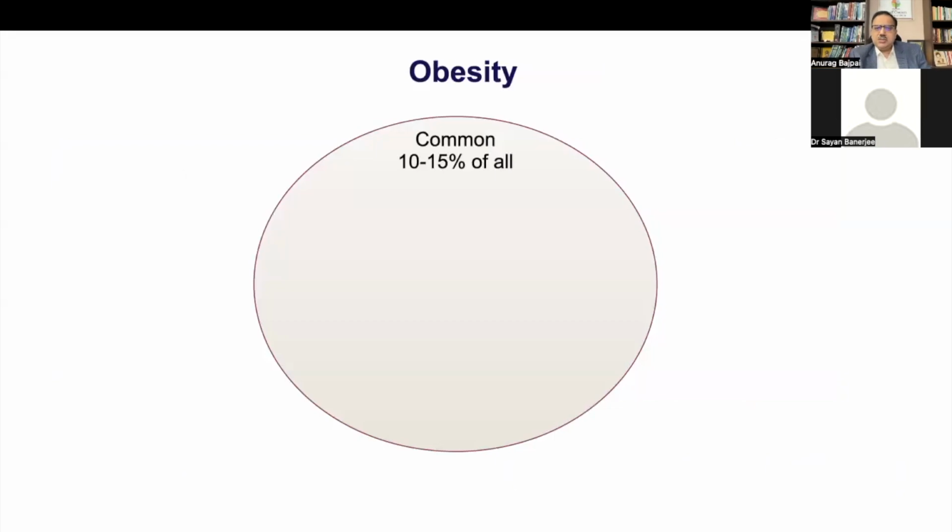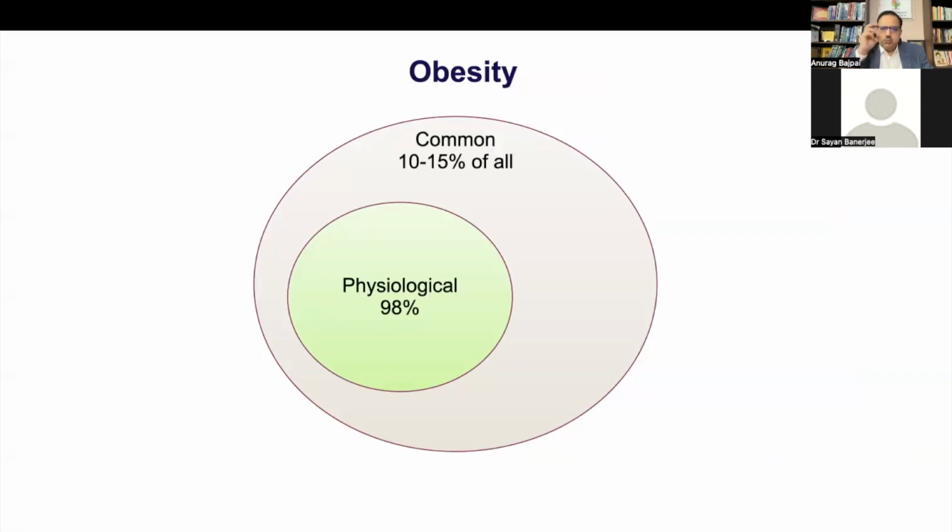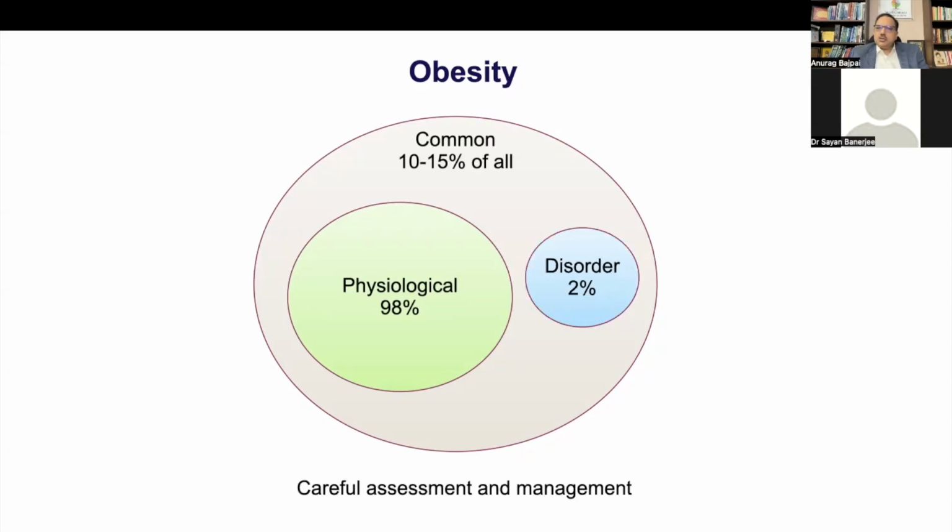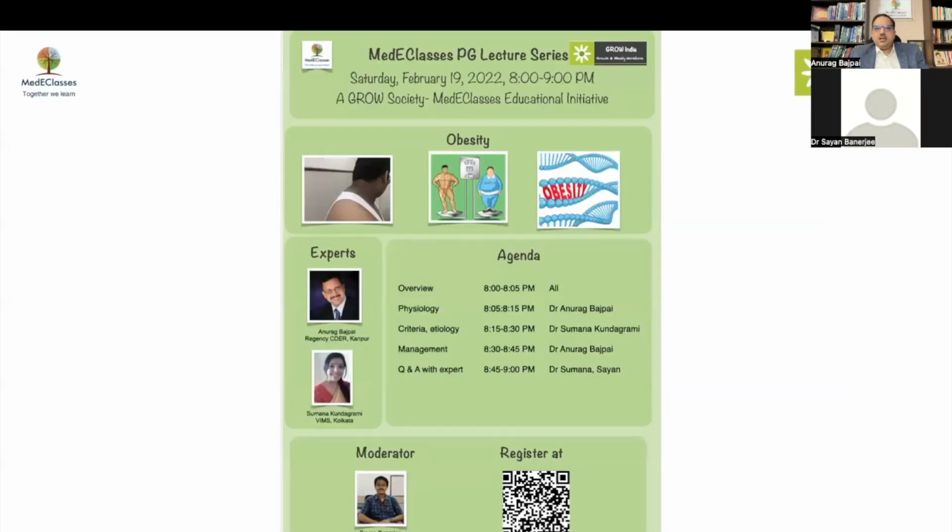So we are seeing an obesity pandemic. It's a very common problem, affecting 10 to 15% of the population. Studies across affluent populations will show you that 98% of children who have obesity have a physiological cause, so only 2% will have a pathological cause. The key focus in this scenario is to identify individuals who have a physiological cause, who do not require evaluation, while not missing a pathological situation. So there is a careful need for assessment and management in that regard.